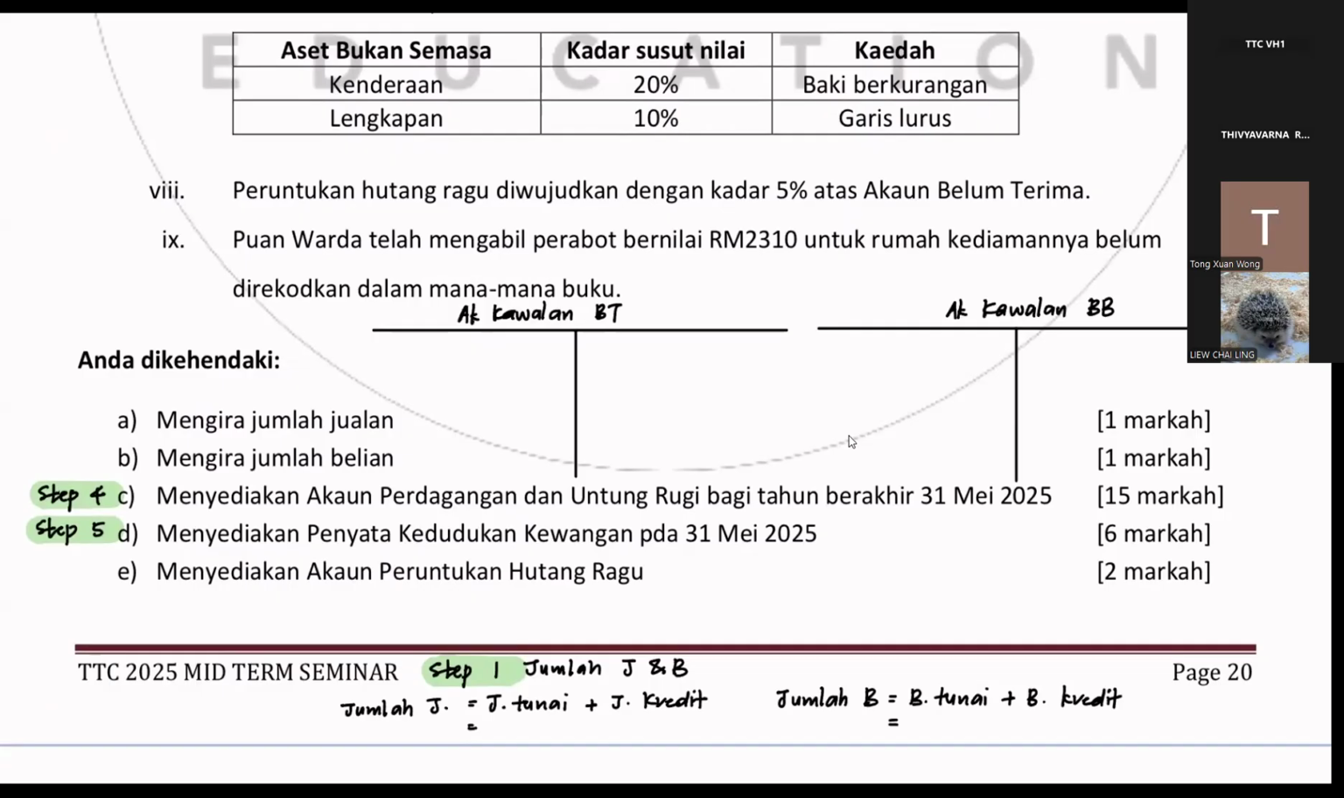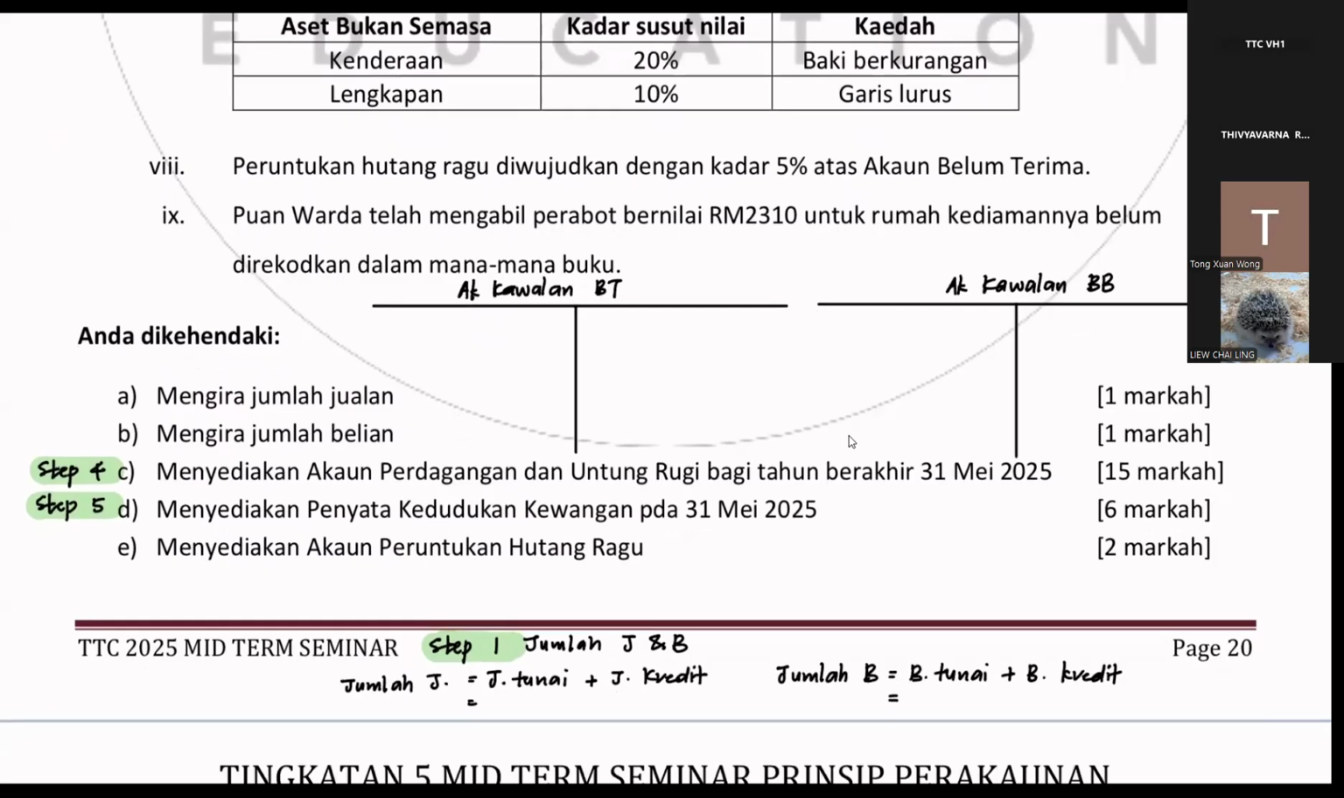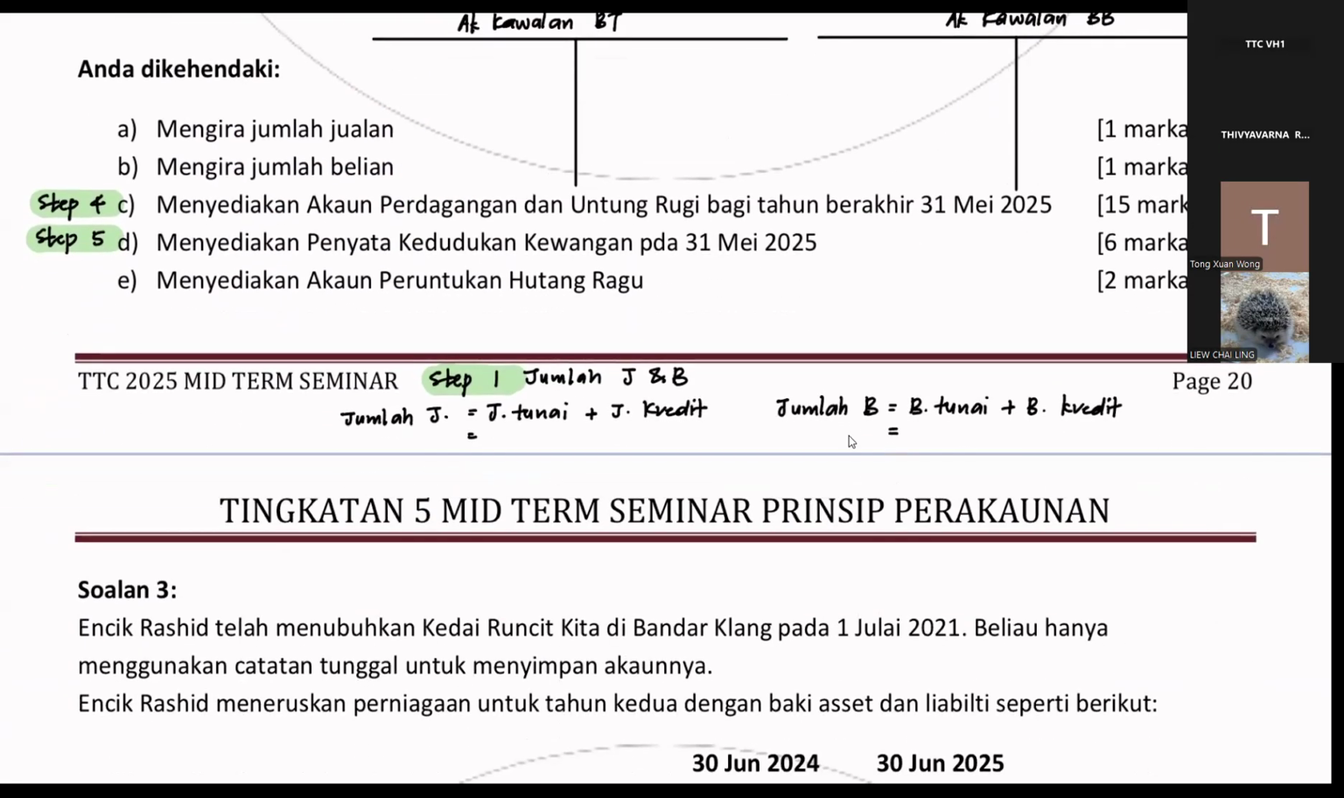For kaedah analisis, I will divide it into 5 steps. First step, you must find out your jumlah belian and also jumlah jualan, no matter whether it's mentioned in the question or not. Although it's not mentioned, you still need to find it because you need to fit the value into the upper part. So first step, find out jumlah belian and jumlah jualan by using the formula: jualan tunai together with jualan kredit, and belian tunai together with belian kredit.